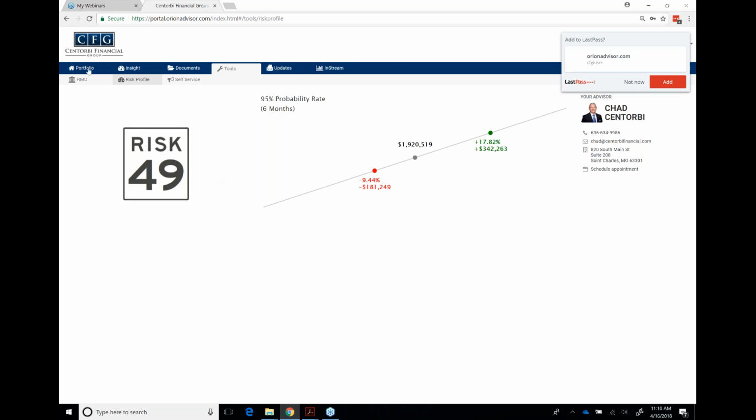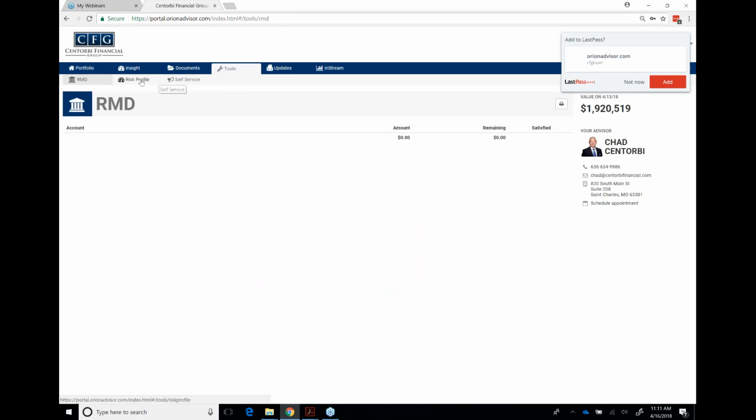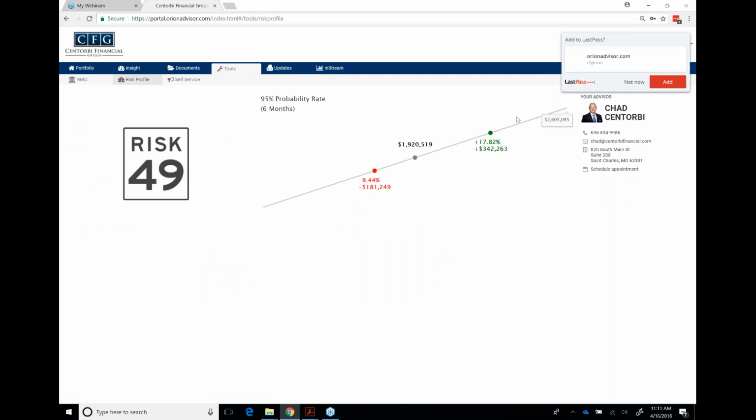So when you first logged in, I'm going to go to portfolio here just to give you an idea. I have 4 accounts, these 4 here that are in our demo. I go back to Tools, click on Risk Profile. What this is showing here is the risk of those 4 accounts.